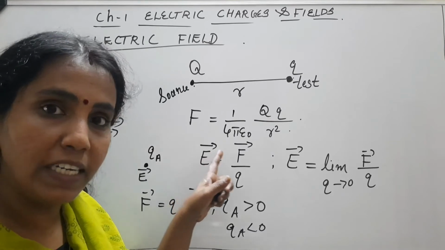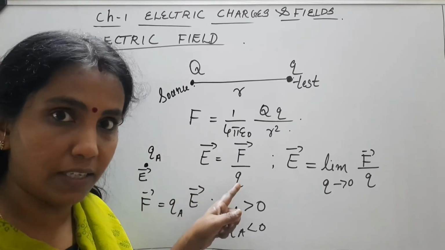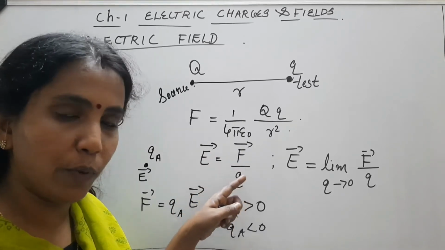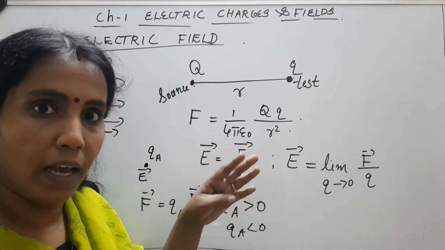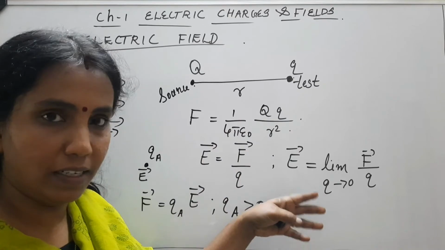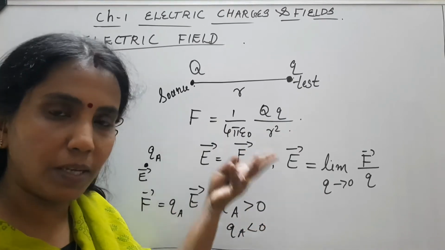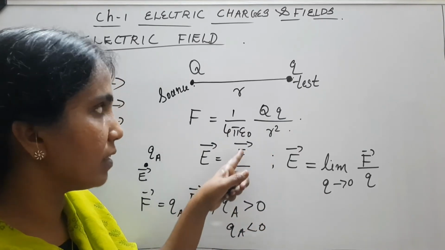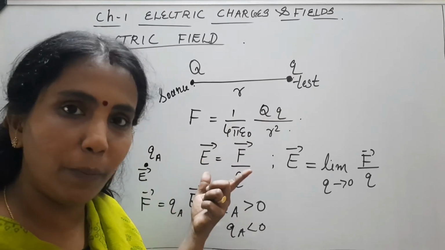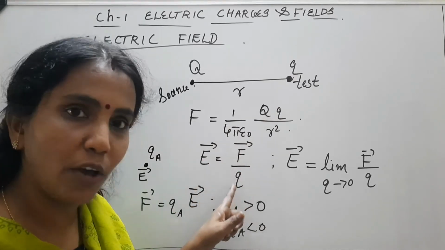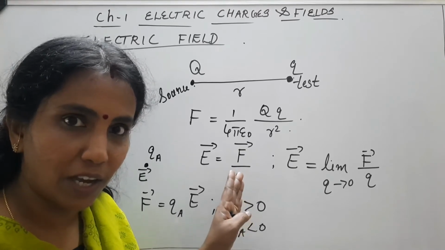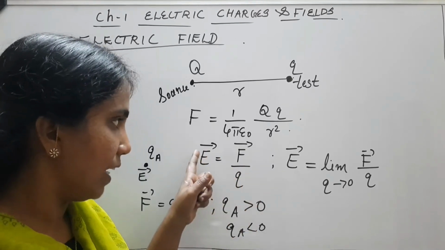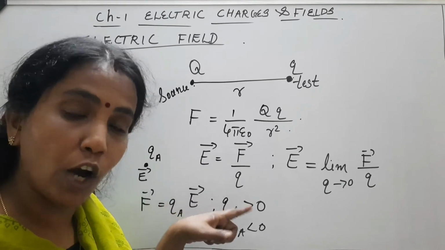Okay, electric field is independent of test charge. Even if we say F by Q, suppose the charge Q is a big charge, unlike what we said, that it should be a small charge. If it is big, the force experienced will also be big. So when we find the ratio F by Q, it will be the same, that means there will not be any change. So that is the fact, electric field is independent of test charge.